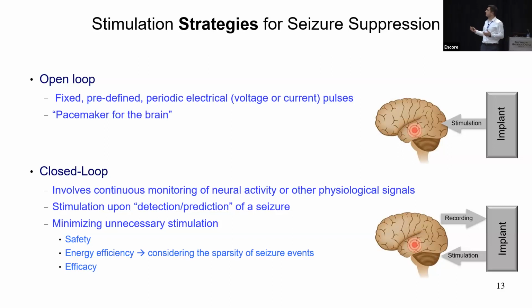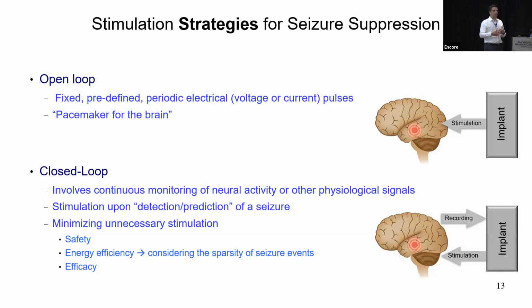So that's why we call them pacemakers for the brain. The idea is that we are stimulating with a fixed, pre-programmed set of pulses without any kind of monitoring of brain neuronal activities or any physiological activity of the body. And the idea of the closed loop is, well, we want to monitor brain neuronal activity and only trigger stimulation if we detect an upcoming seizure.